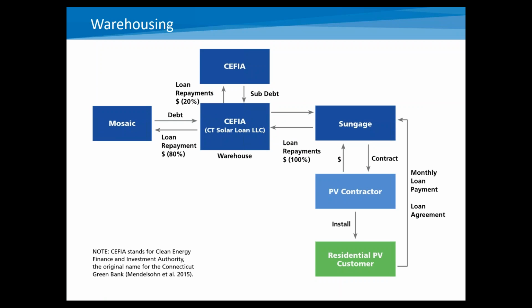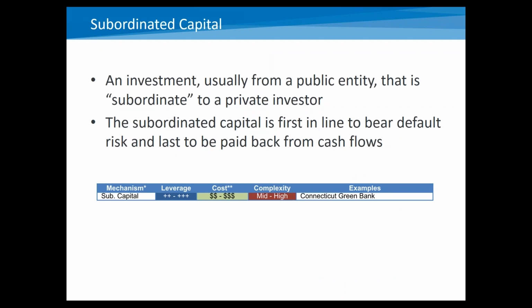But you see that SunGage here on the far right, in the Connecticut case, was the originator of the loans. They work with the contractors which install the systems. Then you're moving towards the middle of the graphic, and you've got CEFIA, the Clean Energy Finance and Investment Authority. That's the old Connecticut Green Bank name. They set up this warehouse, which was essentially an LLC, and they would hold the loans, and they would sell them as securitized debt to Mosaic, and they retained some of the asset value, which functioned as a form of subordinated debt. And I'll get into that with this next credit enhancement mechanism.